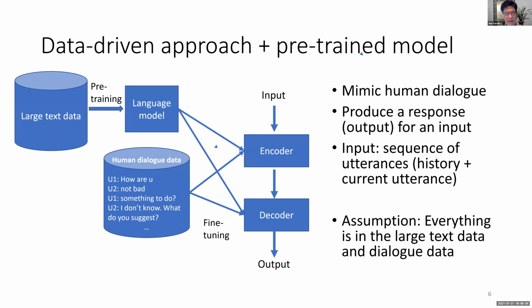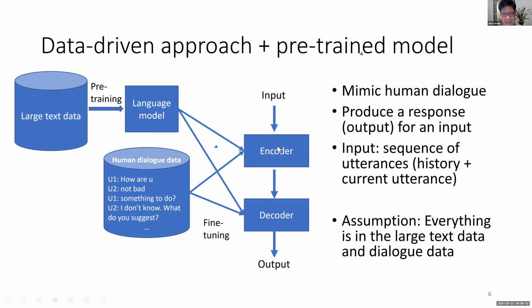Now, if we want to not only use the human dialogue data, but also some external resources, how can we do that? Typically, this is the current approach. We want to use a large text data to train a language model. This is called pre-training. That is, we have a large language model that we can use in a lot of NLP tasks, not only in dialogue, but also in machine translation and a lot of other NLP tasks.